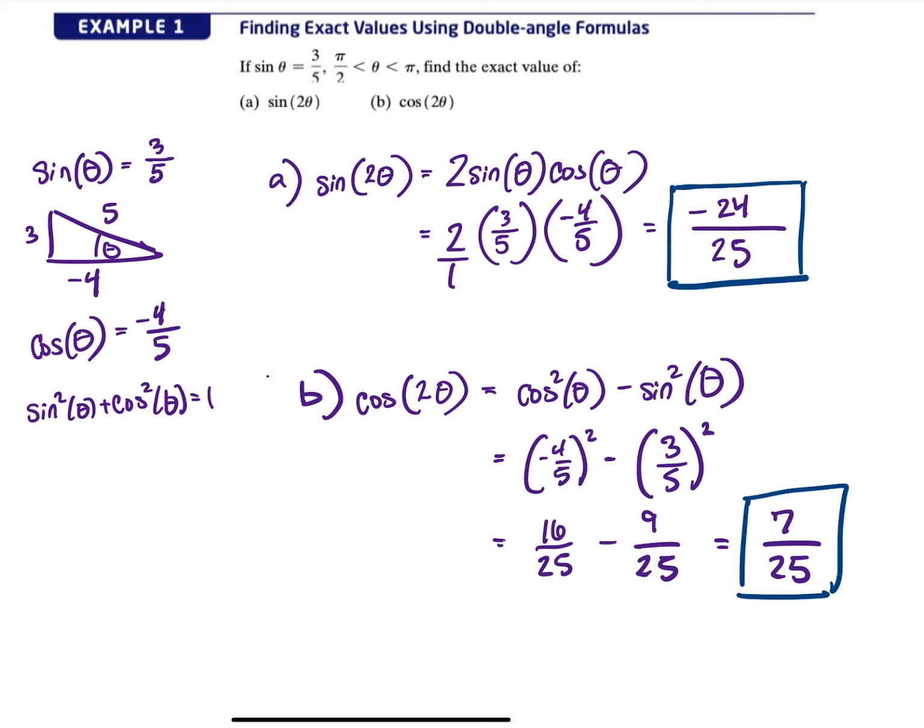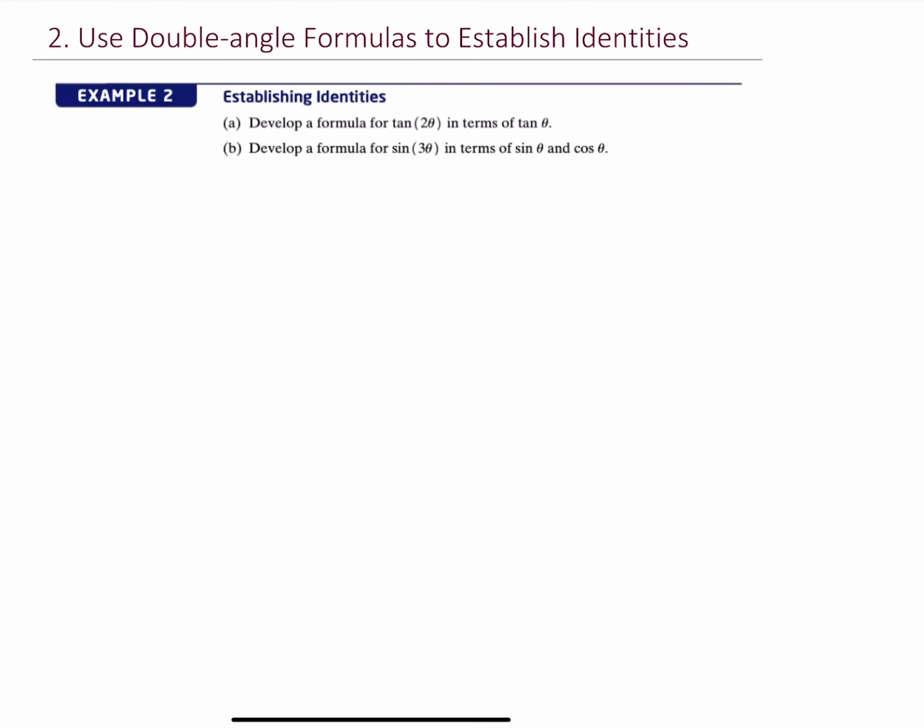All right, just like last time, we can use these identities in order to establish additional identities. So let's start. First, it has us find out the formula for the tangent of 2 theta. So we can do the sine of 2 theta over cosine of 2 theta if we want to, but we can also see this as the tangent of theta plus theta.